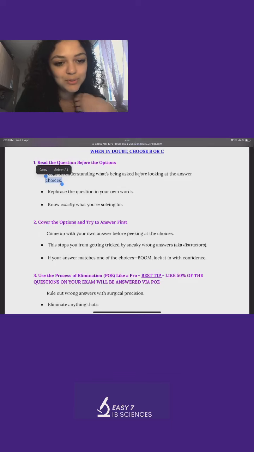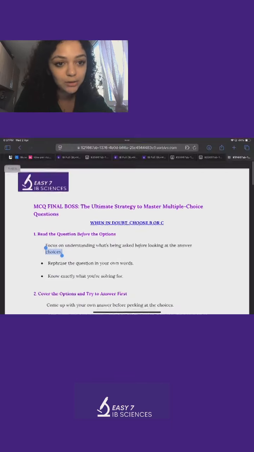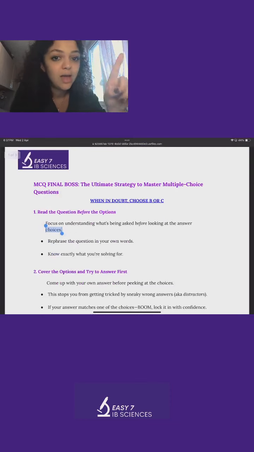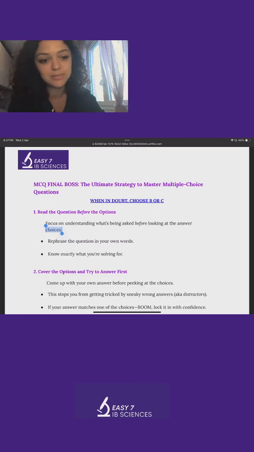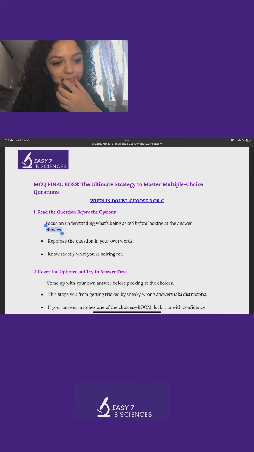Someone just choose B or C. Yeah, this is actually factually correct. I've analyzed and saw that either the answer is going to be B or C when in doubt. That's the IB's pattern, always. B or C, whenever you're stuck.